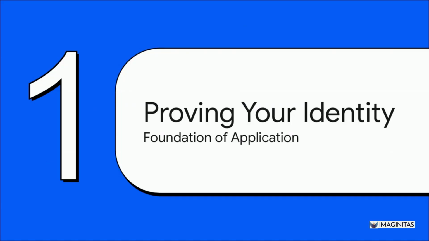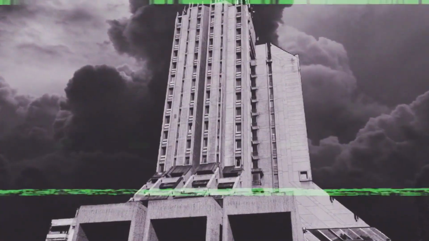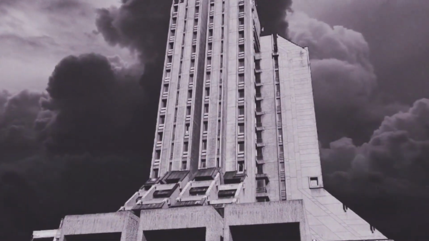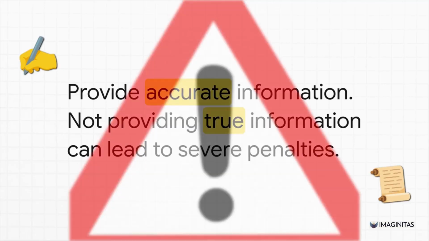First up, proving you are who you say you are. Think of this as the foundation of a house. If this part isn't solid, the whole application comes crashing down. And here's the golden rule for this entire process. Every single thing you provide has to be 100% true and accurate. I mean it. There is absolutely zero wiggle room on this.